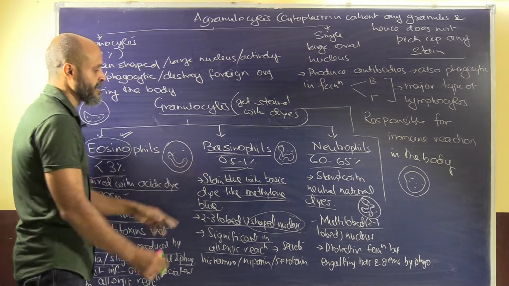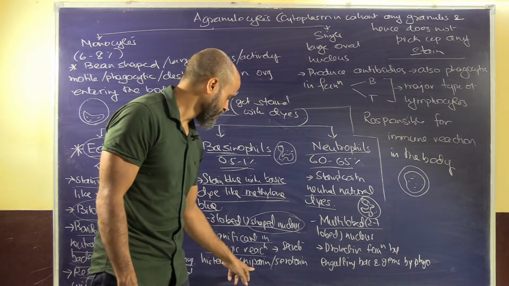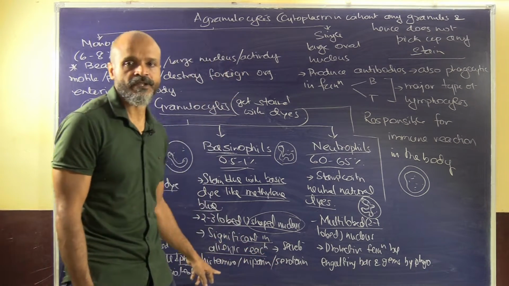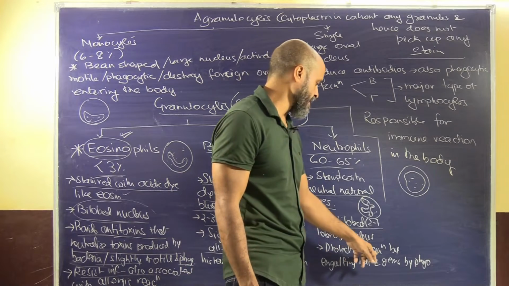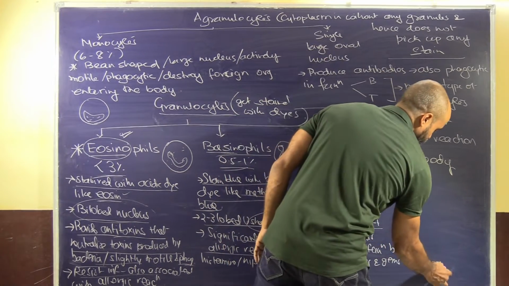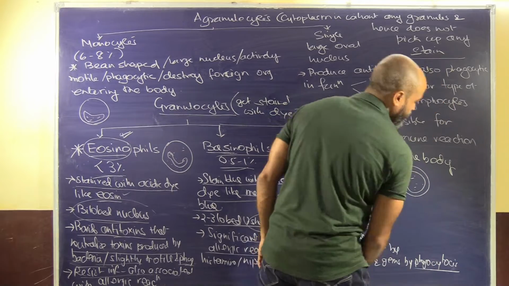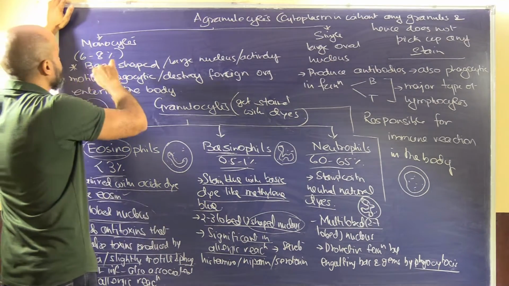For allergic reactions, basophils are the main cells. They secrete histamine, heparin and serotonin. Neutrophils have a protective function by engulfing bacteria and germs by phagocytosis. They engulf directly.